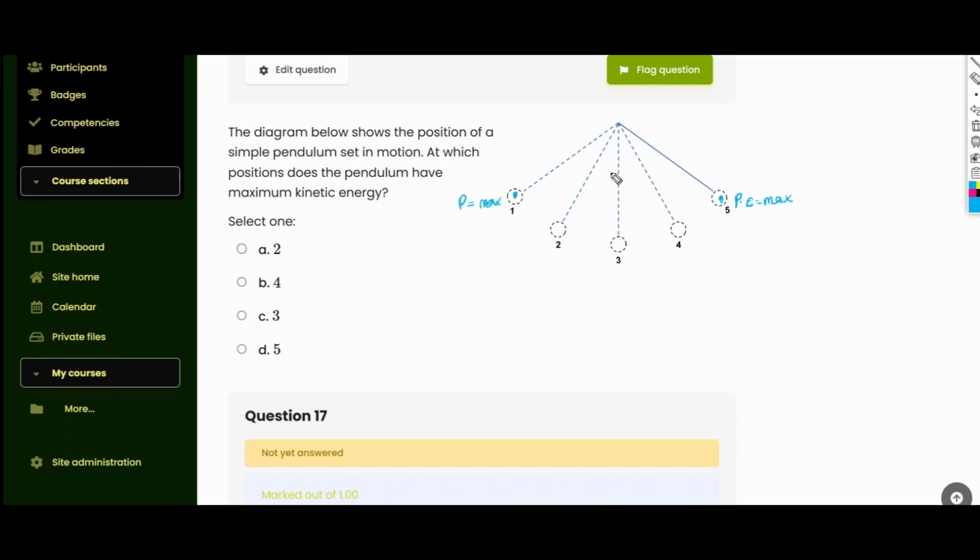So we know that this is a position of rest. And this is where the kinetic energy is what? Maximum.